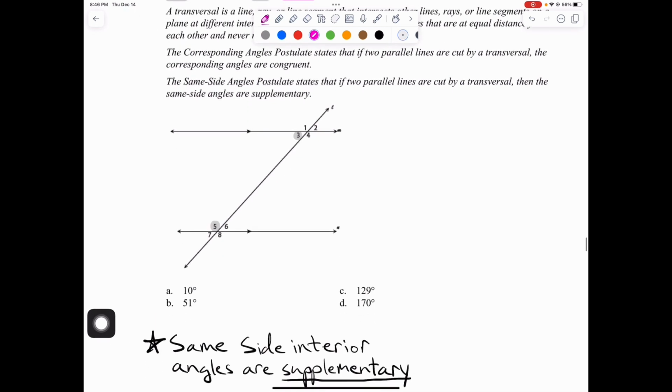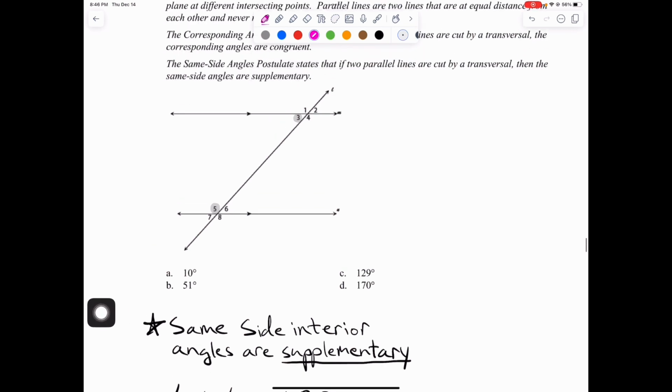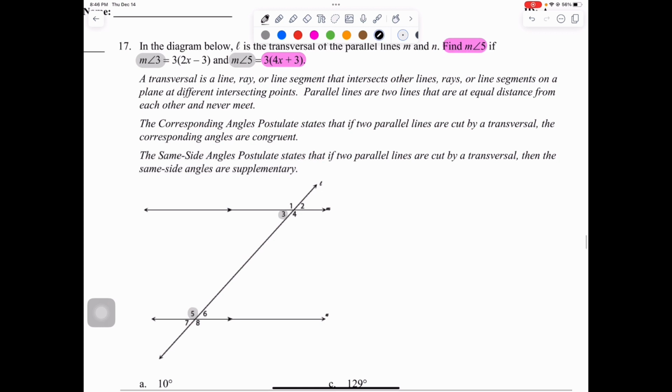I think I also built in a little note for you. Feel free to take that down if you'd like. Same side interior angles are supplementary. Angle plus angle equals 180. And again, guys, use your visual awareness as well. It's really just all there for us. So let's go ahead and set this up then.